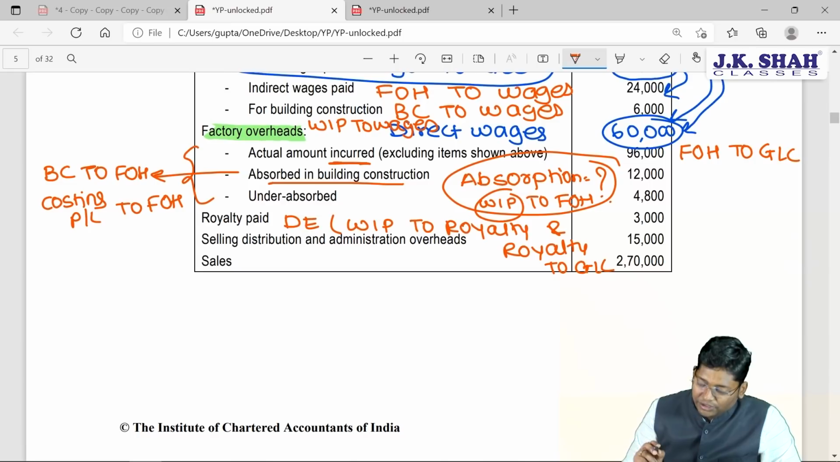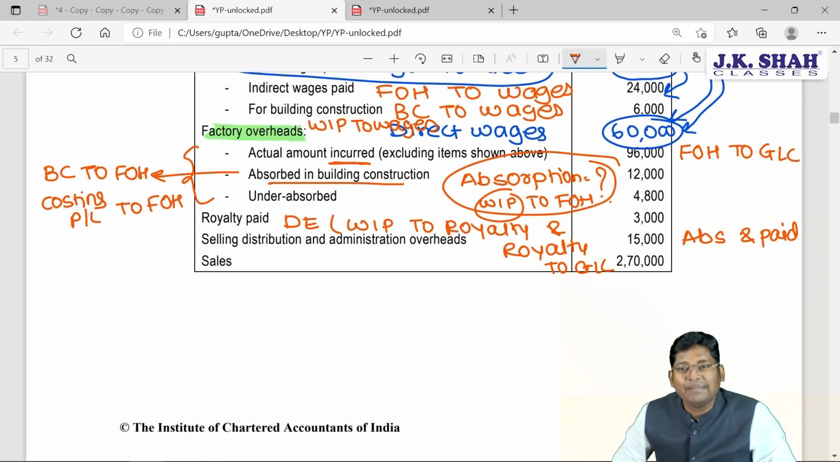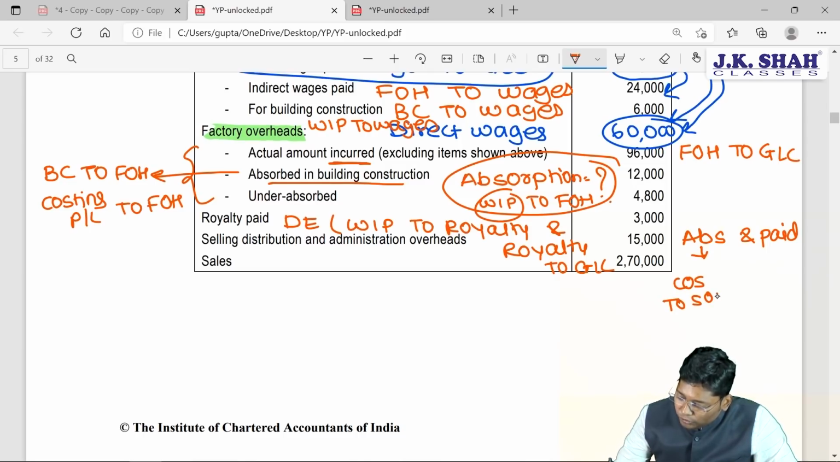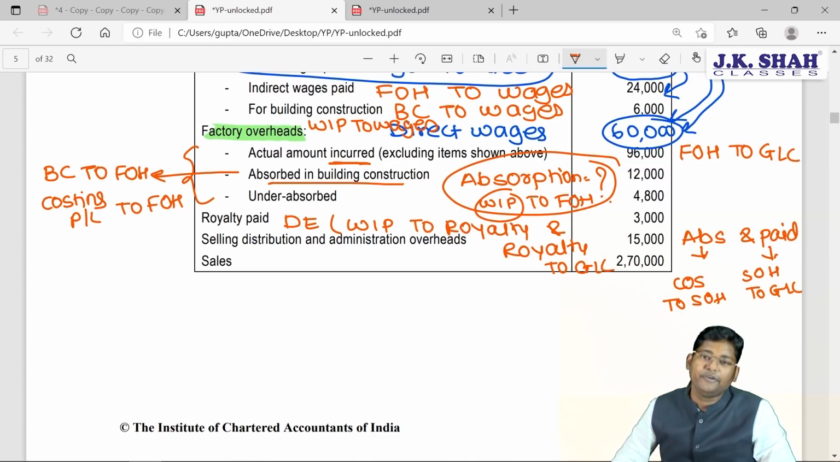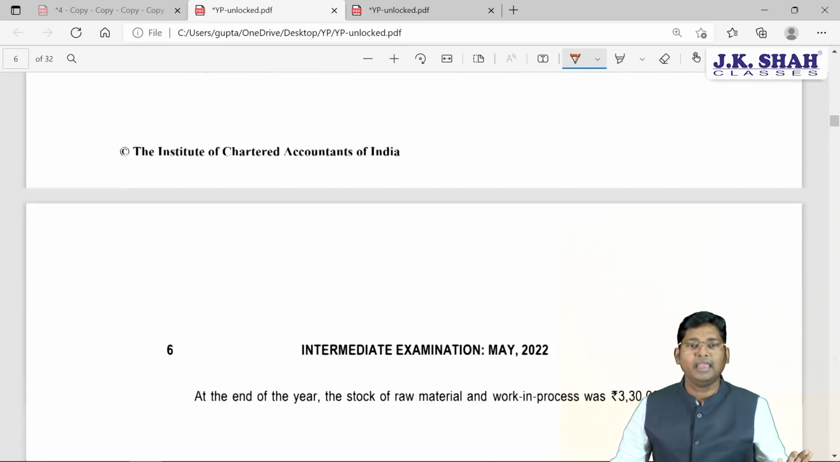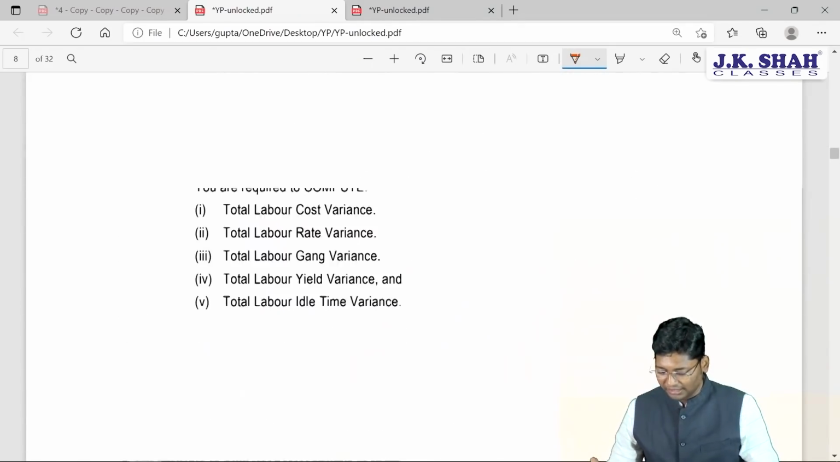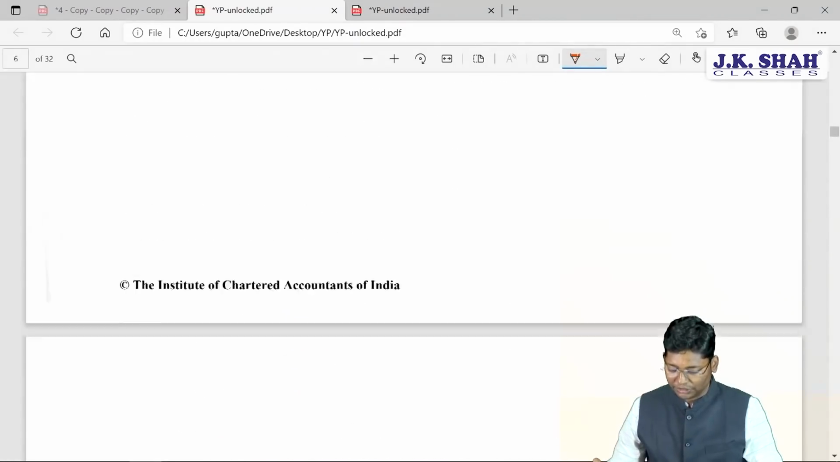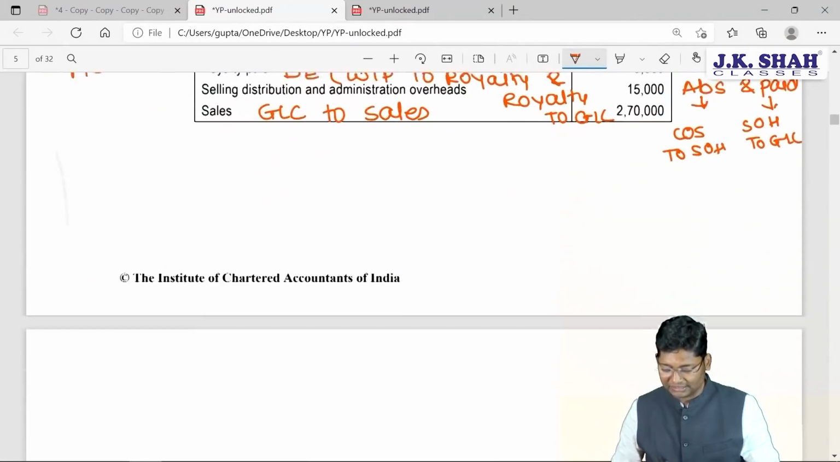Selling and administration overhead, sir, nothing is given, so you should consider that absorption and payment has taken place at same amount. Now, absorption entry for selling overhead is cost of sales account debit to selling overhead, and payment entry is selling overhead account debit to GLC. These entries you should pass systematically. And finally, sales realization entry is given, and entry for this transaction is GLC account debit to sales account. So, you should record all these elements systematically, but beyond this, some additional and important information is also given after this table.